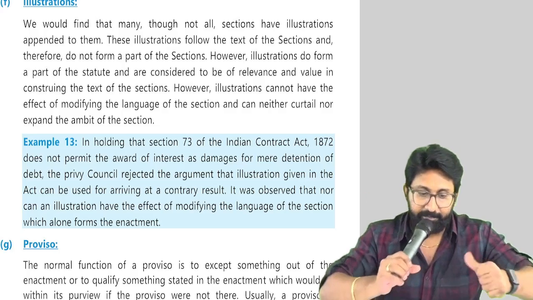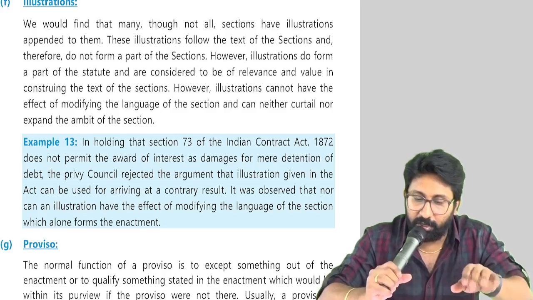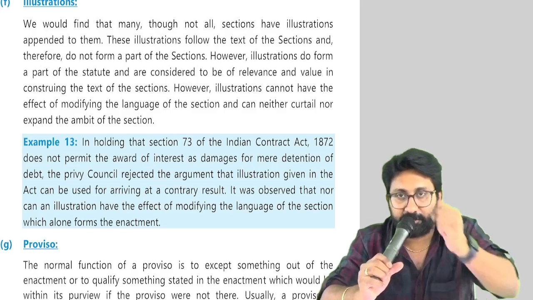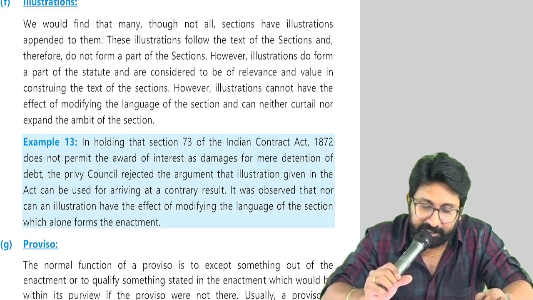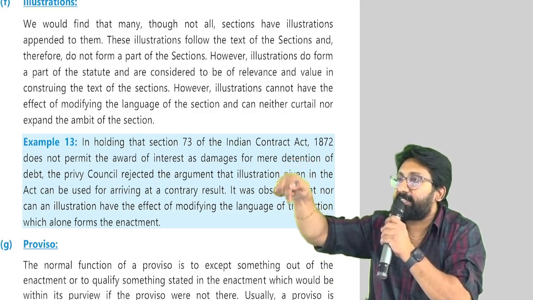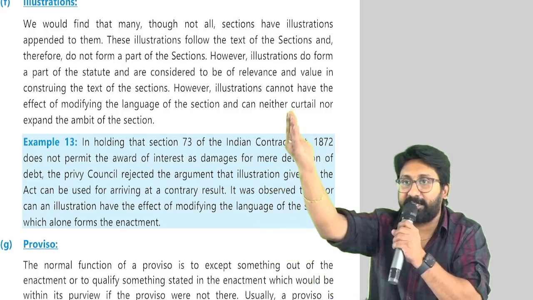Okay, read. We would find that many, though not all, sections have illustrations appended to them. Appended means attached to them. These illustrations follow the text of the sections and therefore do not form part of the section. Illustration is not a section. Illustrations are used to understand the section.